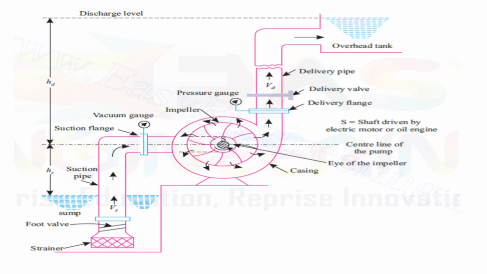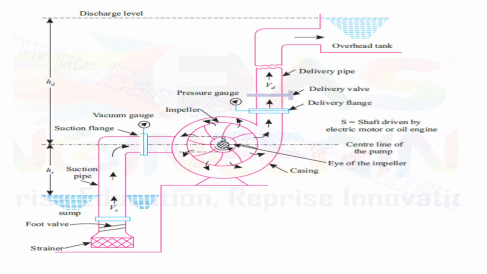From the strainer, at the bottom and above the strainer is a foot valve and a sump. From the sump to the center of the core is known as suction pipe, and from the center of the core up to the discharge level is known as delivery head. So from the sump to the center of the core is the suction head.